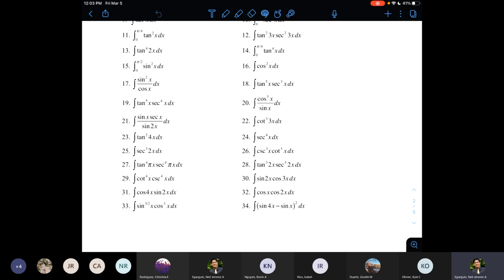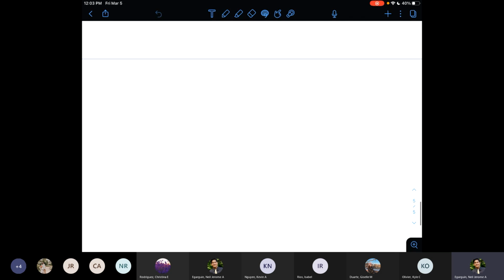For instance, let's go to problem 21. Problem 21 looks complicated because you have irrational functions of sines and secants here. But this is one problem with trigonometric functions: we can only handle integration of trig functions with the same argument. Here, on top we have x's inside the sine and secant, but in the denominator we have a 2x inside the sine function. So that makes this integral a little bit complicated.